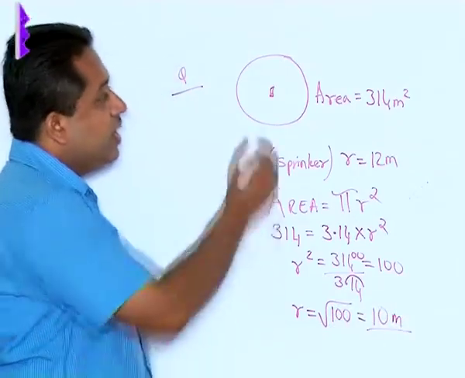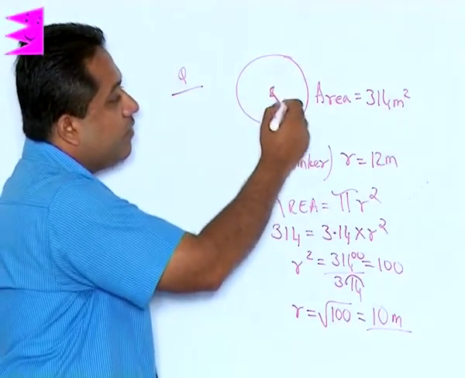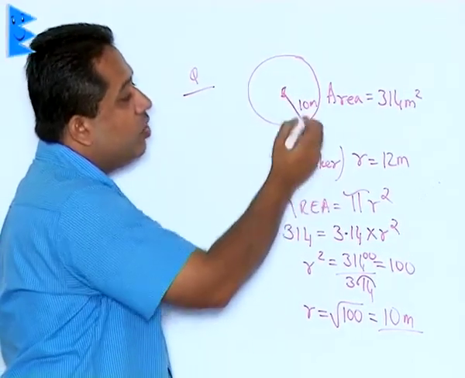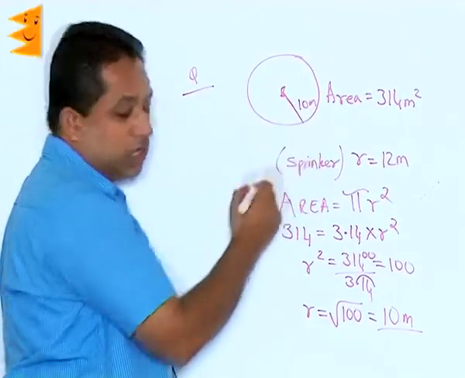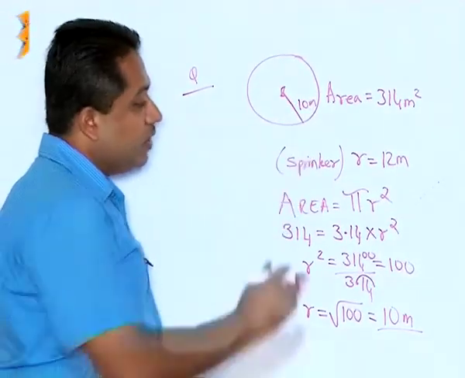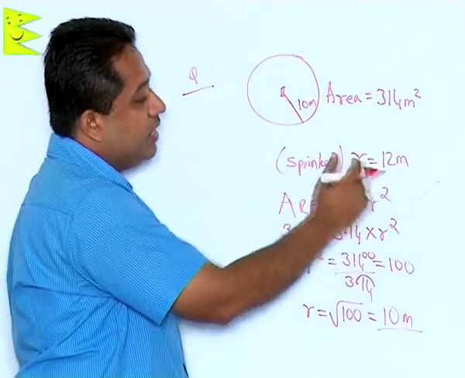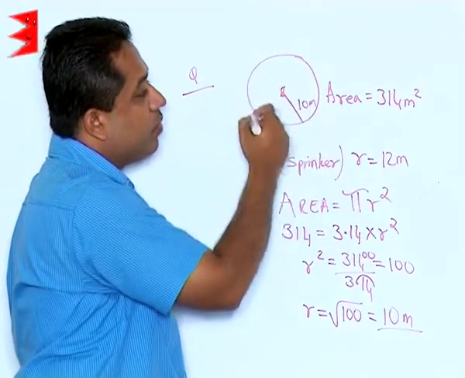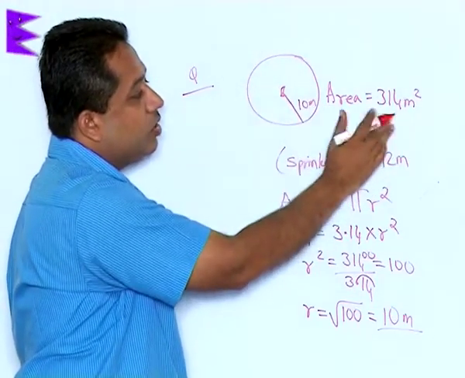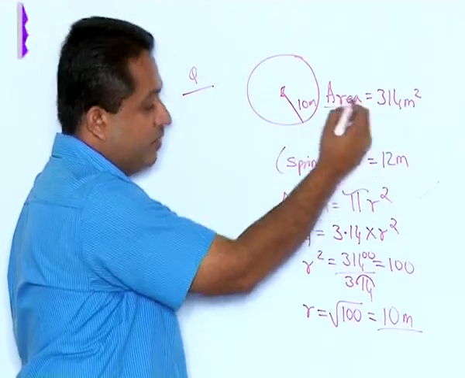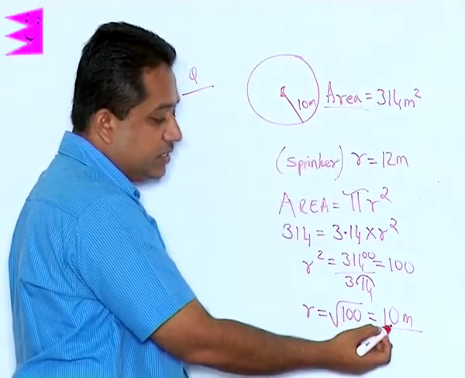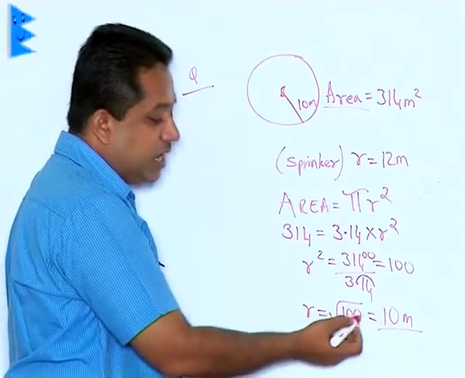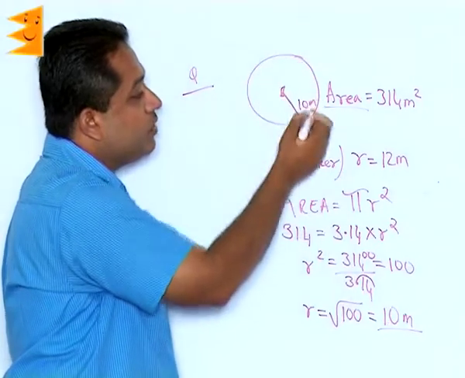Now the radius of this lawn we have found out as 10 meter, and this sprinkler has got the ability to spray water to a distance of 12 meter. So here in this question, this sprinkler will be able to provide water to this entire lawn. The area was given as 314. With the help of that we have found out the radius, and with this radius we have been able to judge whether water can be provided to all parts of this lawn or not.